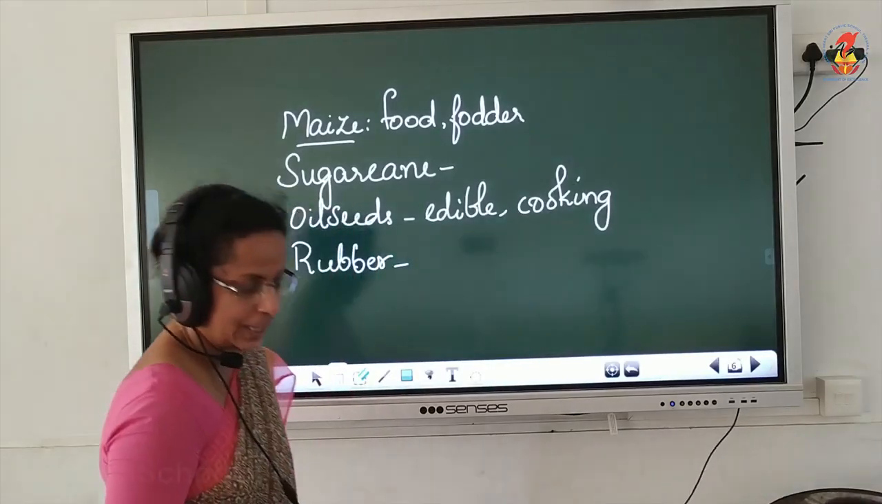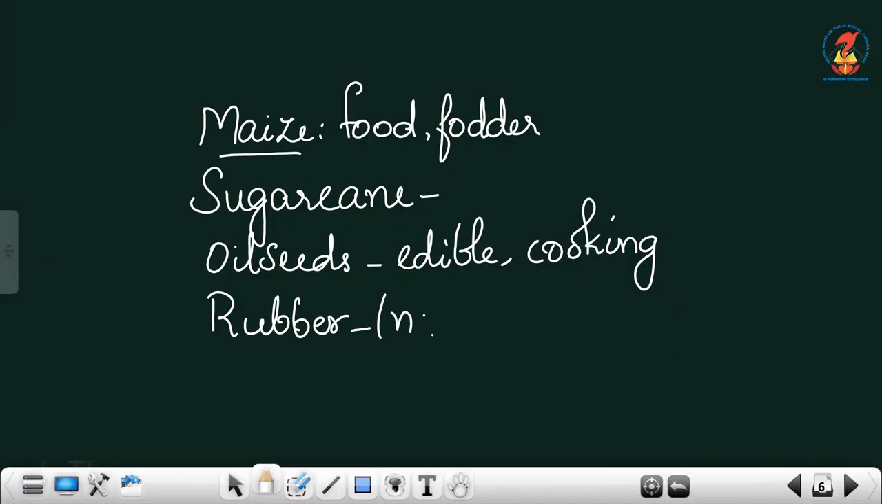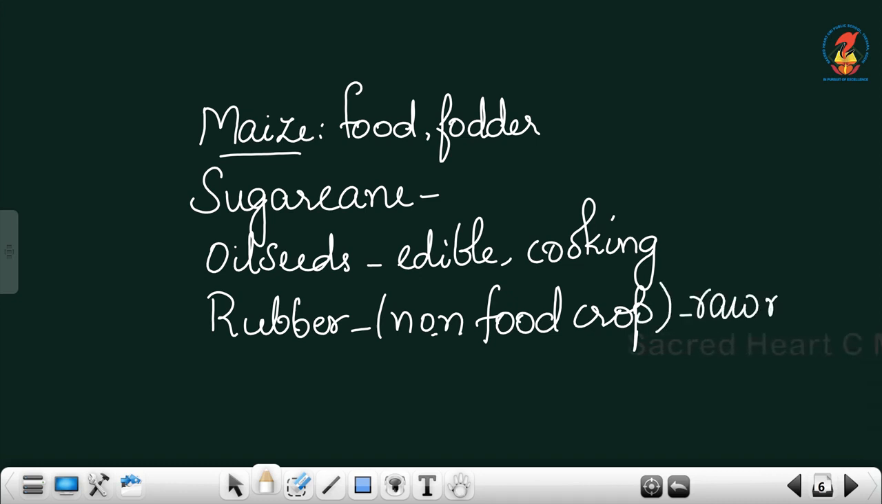The next one is the fiber crops. Rubber is a non-food crop, and at the same time it is used as a raw material in various industries. Next, what are we going to learn about? We are going to learn about fiber crops.